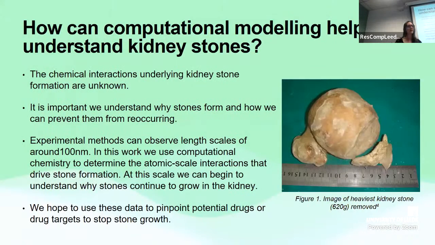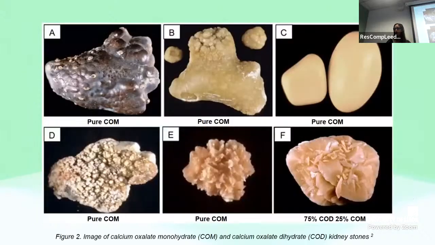So you may be wondering, how on earth are you using a computer to model kidney stones? The main problem with kidney stones is that we don't actually know what chemical interactions are causing them to form. So what we're trying to find out here is why stones are forming and what chemical interactions are occurring between this mineral, which is 97% of the kidney stone, and the 3% of organic matrix, and whether these interactions could be stopped atomistically.